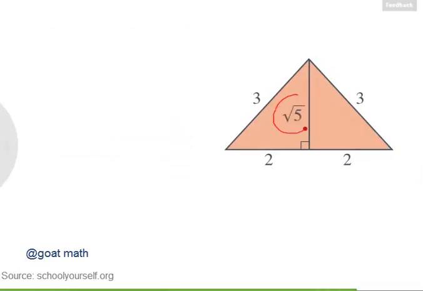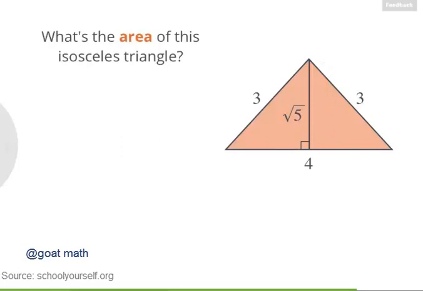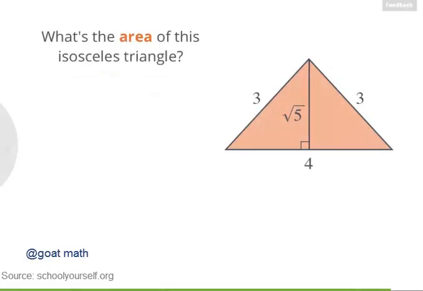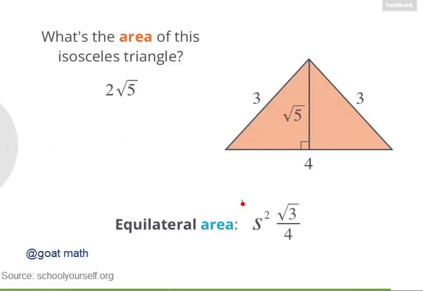Excellent! The height is the square root of 5. So if the base is 4 and the height is root 5, what's the area of this isosceles triangle? Well done! This triangle has an area of 2 times the square root of 5. So for isosceles triangles, you can use the Pythagorean theorem to help you find the area. And for equilateral triangles, you might want to memorize that the area always equals the side length squared times root 3 over 4.